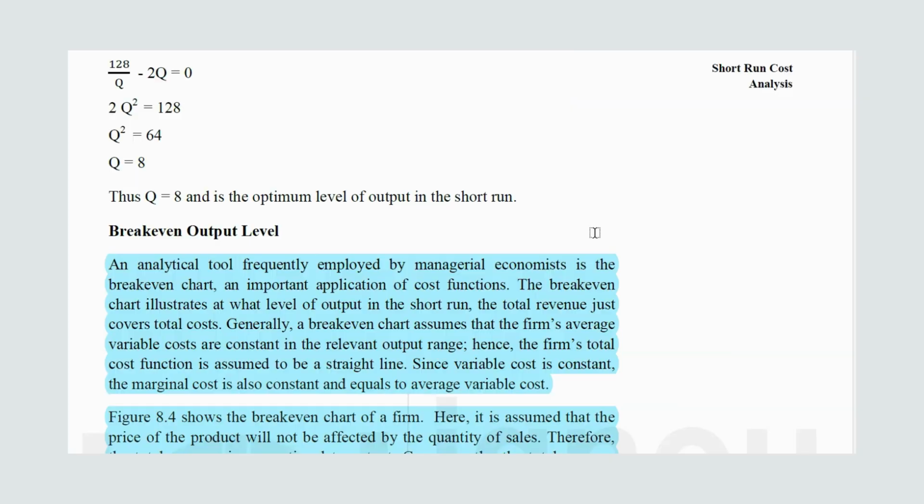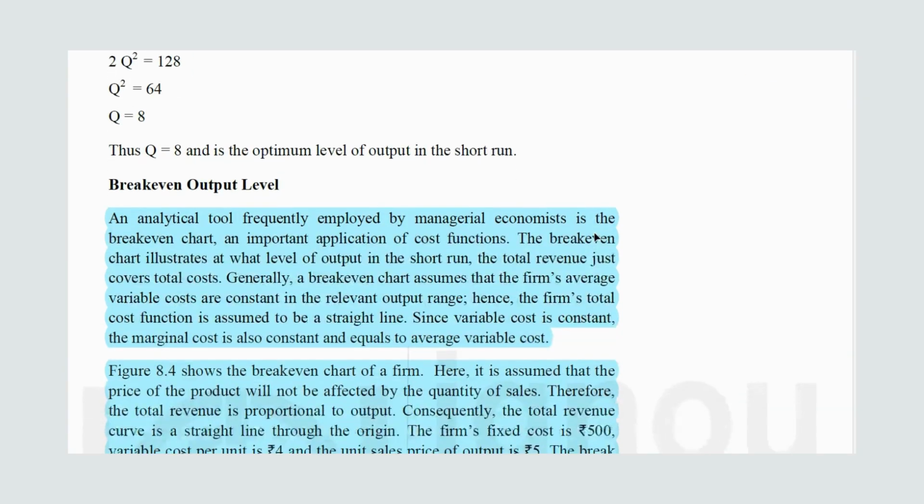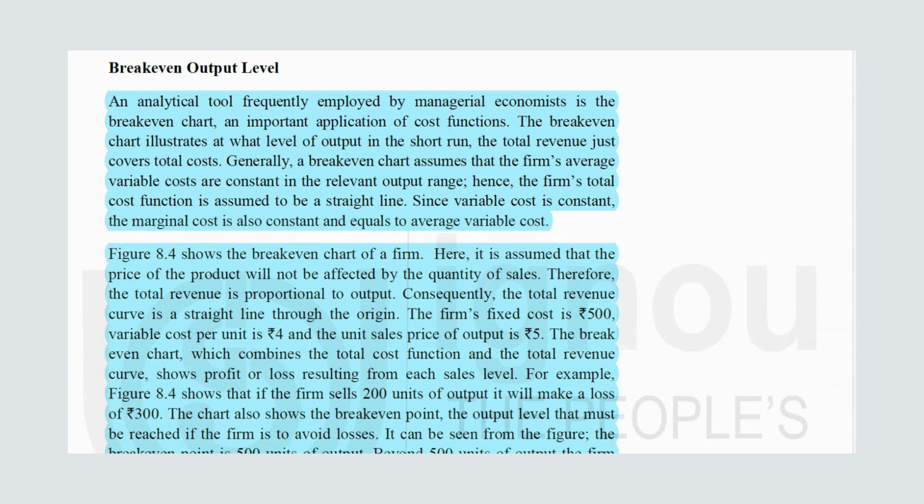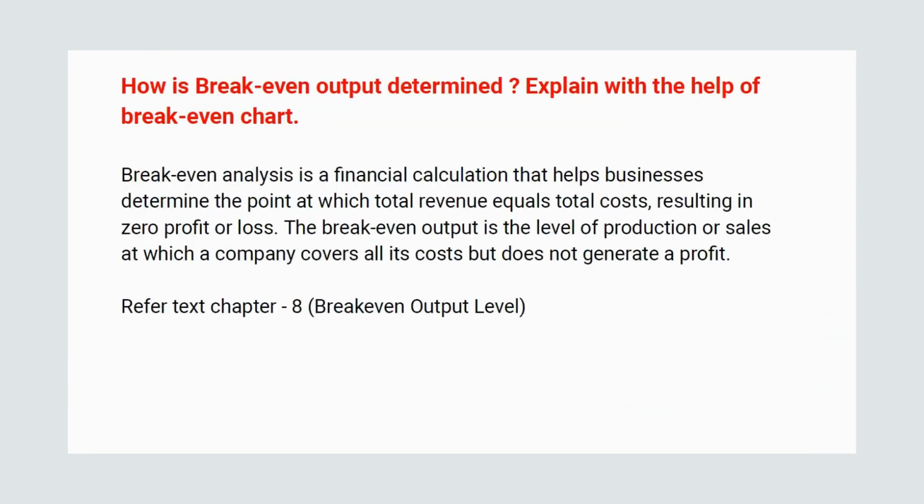In Unit 8, short-run cost analysis, we can find the topic break-even output level. So let's see what break-even output is. A break-even analysis is a fundamental calculation that helps businesses determine the point at which the total revenue, whatever the organization is getting, is equal to the total cost. So what happens when the total revenue is equal to total cost? There is no profit, no loss. This is called the break-even point.